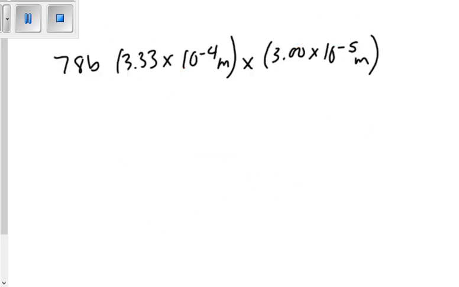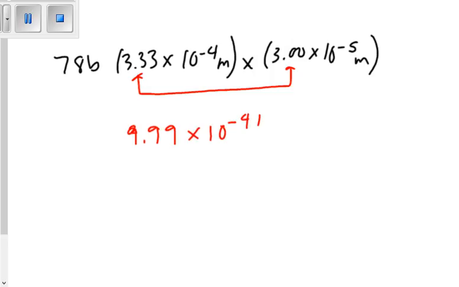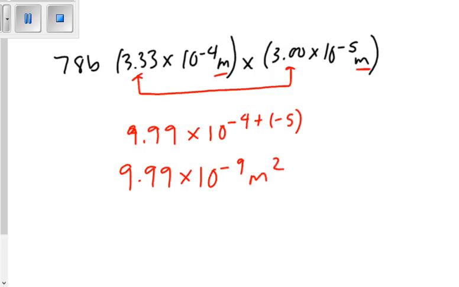So again, you just have to add the exponents. So first we're going to multiply our numbers. 3.33 times 3 is going to give you 9.99. And then you're going to add the exponents, so that'd be 10 to the minus 4 plus minus 5. So your answer is 9.99 times 10 to the negative 9th. And again, meters, you're multiplying them, so meters squared. Don't forget the units. If you miss that on the test, you'll get half off on the problems.